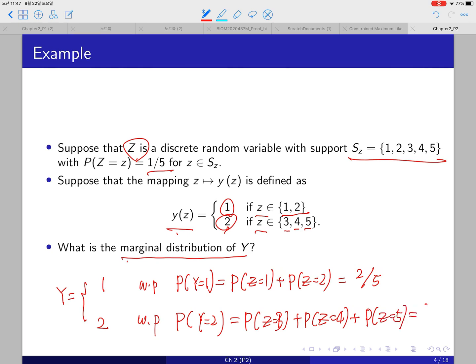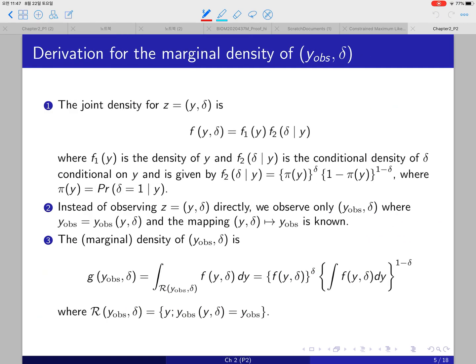So that is the 3 over 5. So that is the answer. Okay, so that provides the answer to the example.